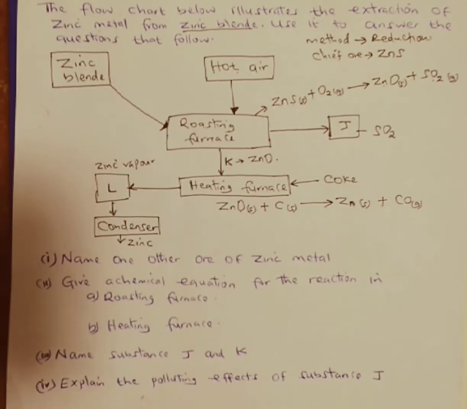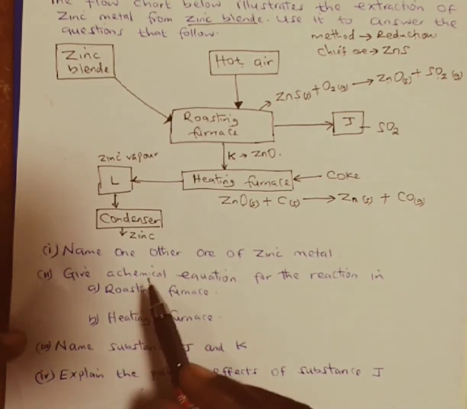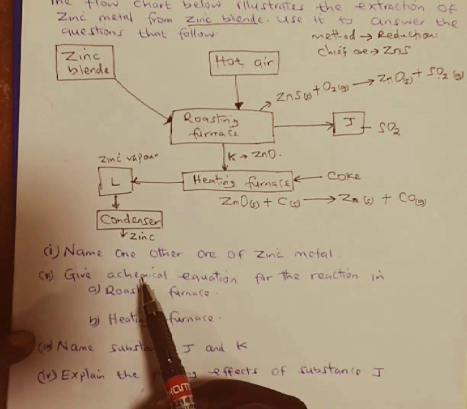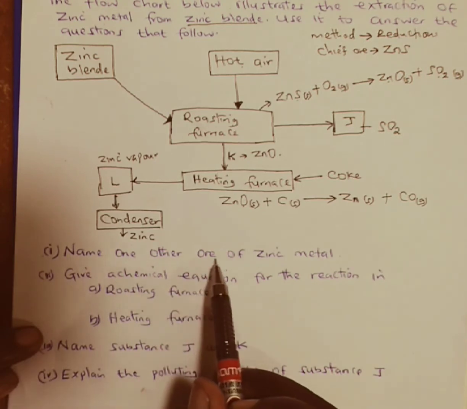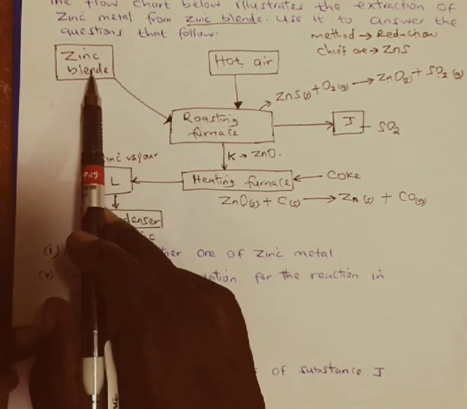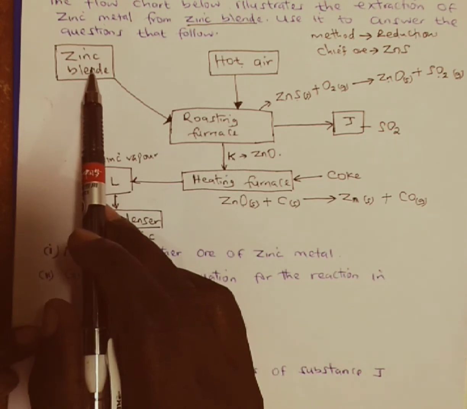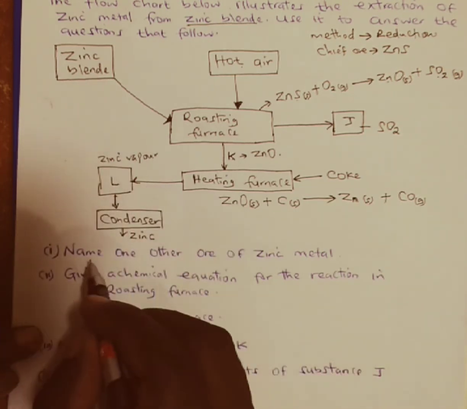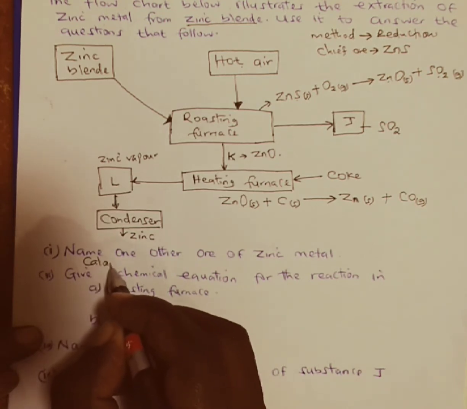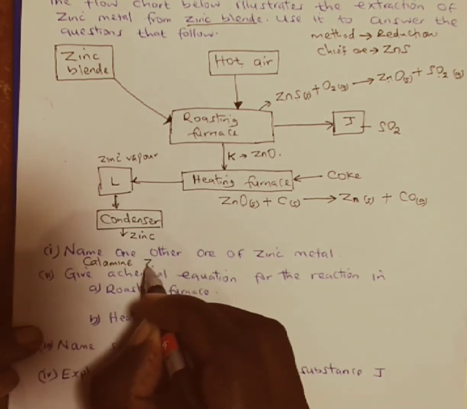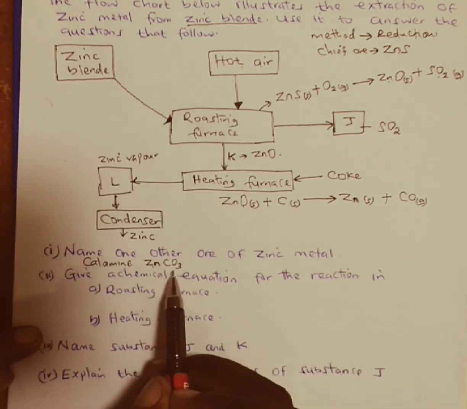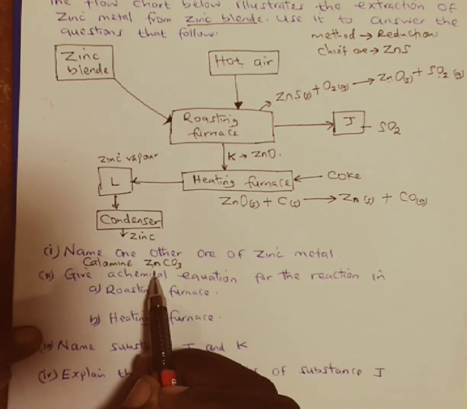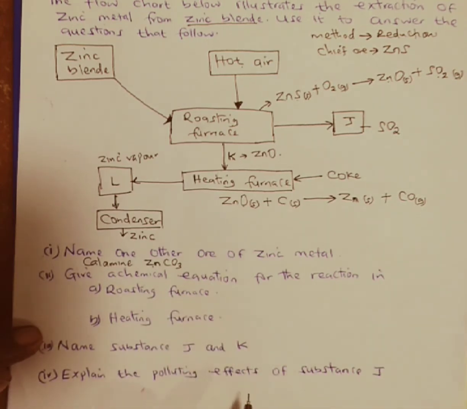So let us go through the questions and see the solutions expected. The first question we have, name one other ore of zinc metal, that is apart from zinc blende. Which other ore can we use to extract zinc? And in this case we use calamine. Calamine is nothing other than zinc carbonate. You can see zinc carbonate contains zinc, and therefore we extract zinc from calamine.